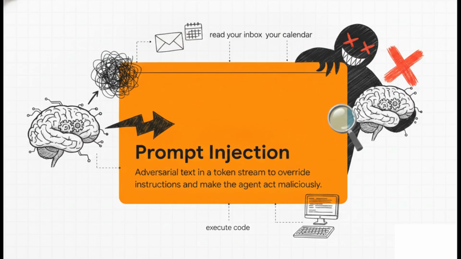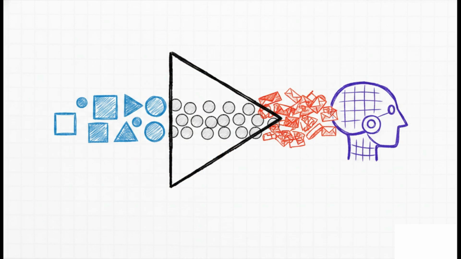AI agents are absolute powerhouses because they're hooked up to tools. They can read your inbox, manage your calendar, execute code, but they only decide what to do based on the prompt they're fed. Now, here's the absolute crux of the issue. A prompt isn't just one neat little package. It's this messy blend of the developer's strict instructions and whatever external content the agent is reading, like a random web page or an email.